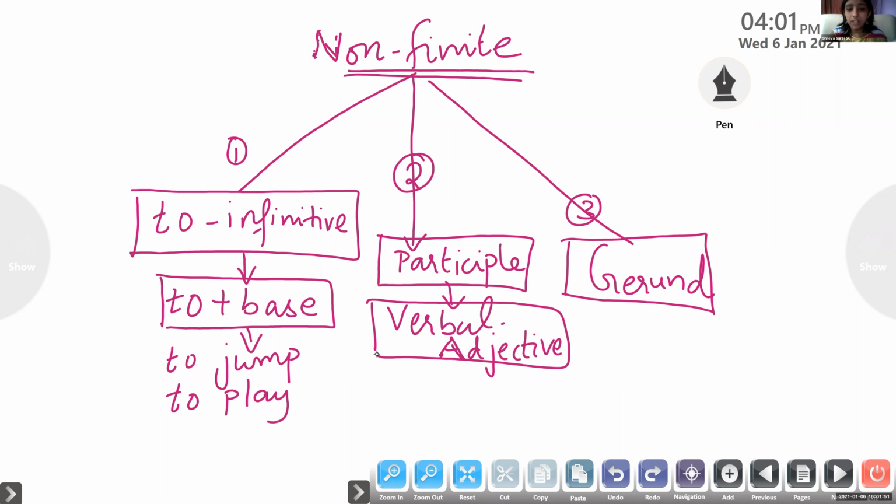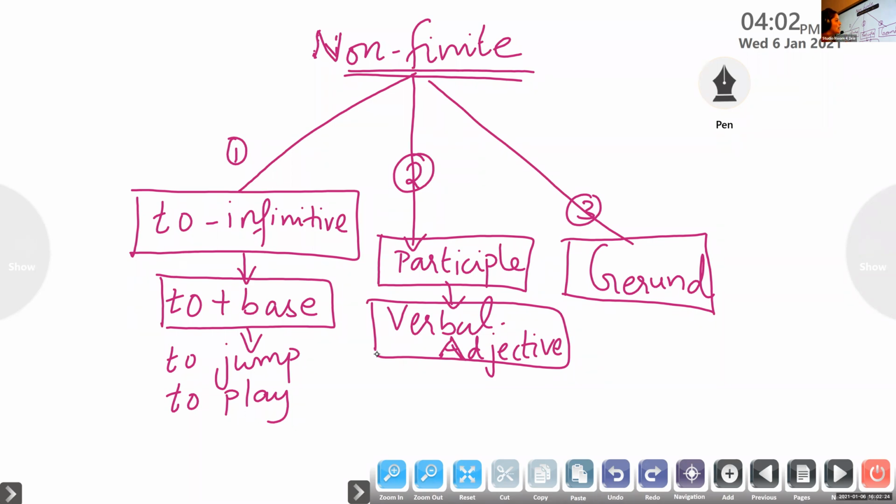Participles are also called verbal adjectives, because it is in the form of a verb, but in a sentence it acts like an adjective. That is why it is called a verbal adjective. It is in the form of a verb but acts like an adjective in a sentence.